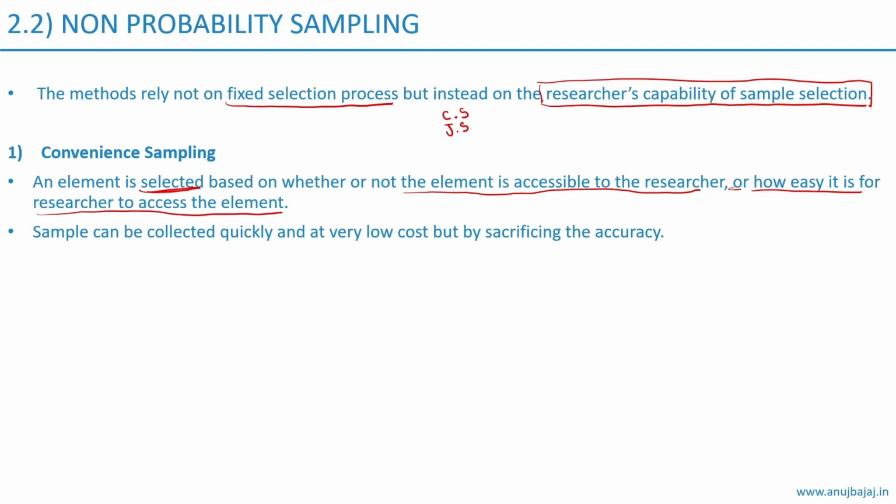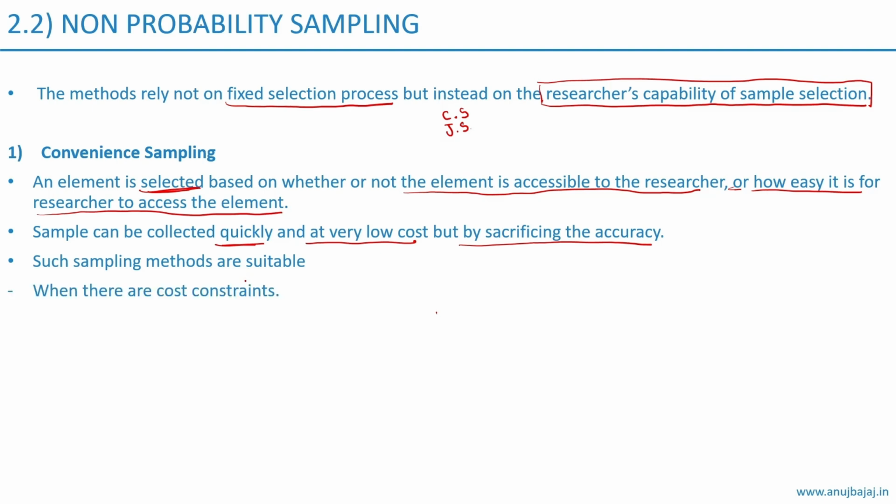So using the convenience sampling method, samples can be collected quickly and at very low cost, but by sacrificing the accuracy of the sample, because a sample collected in such a way might not be an accurate representation of the population. But still, the convenience sampling method is suitable in certain cases. When there are cost constraints, convenience sampling can be used.